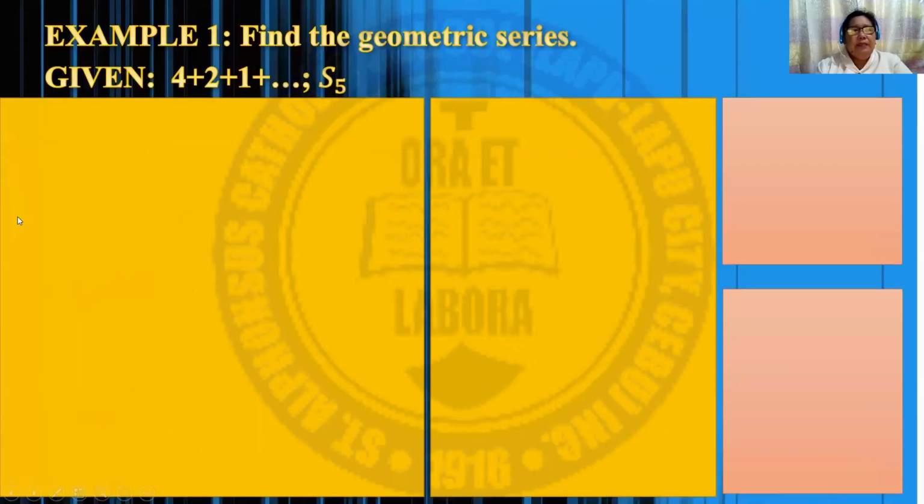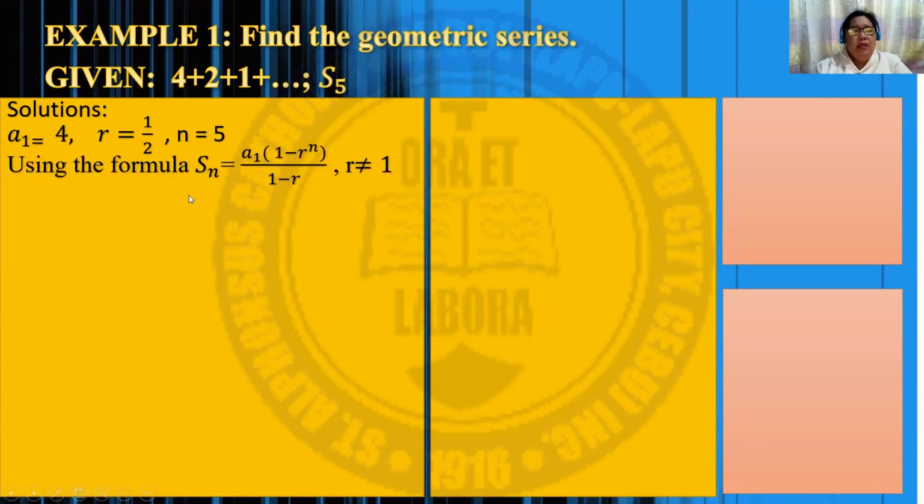Let us have an example. Find the geometric series given 4 plus 1 plus 1/4 plus 1/16 until the fifth term. For the solutions, the first term is 4. The common ratio is 1/4 and n is equal to 5. To find the ratio, all you have to do is to divide the second term by the first term, or the third term by the second term.